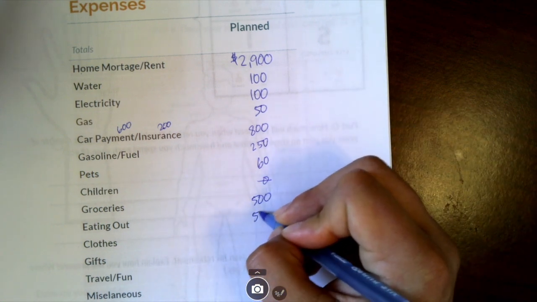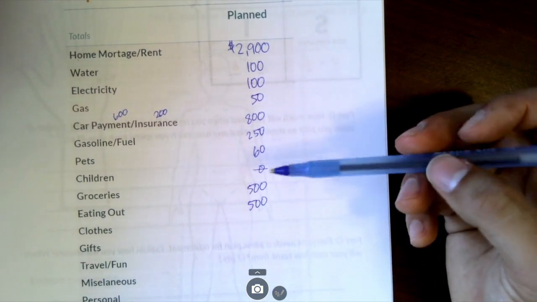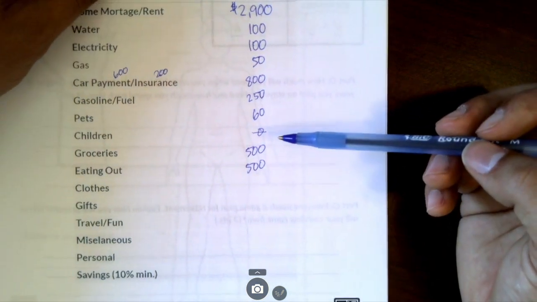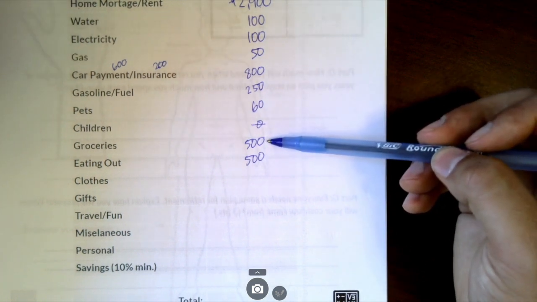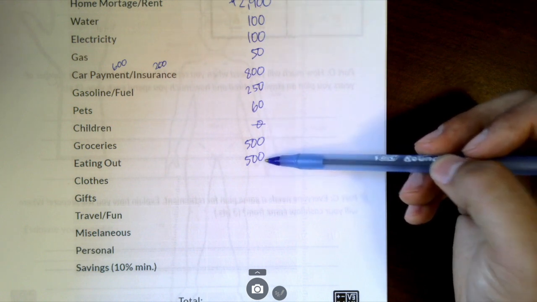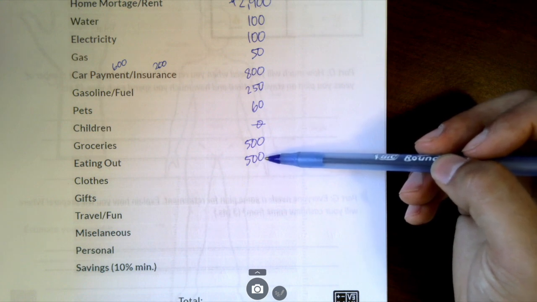Eating out, I spend about $500. And I did talk to students, if you were in class, we talked a little bit more about this, but groceries can be less if you're smart about it. There's food pantries all around the city. Eating out, I like to eat at more expensive places, so I don't normally eat fast food. So this number is a little bit higher.